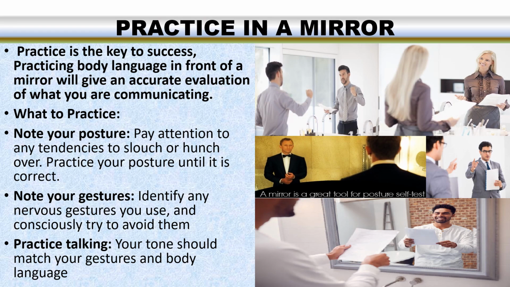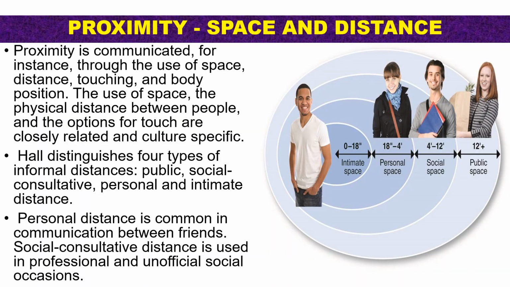Practice in a mirror. Practice is the key to success. Practicing body language in front of a mirror will give you an accurate evaluation of what you are communicating. What to practice? Note your posture. Pay attention to any tendencies to slouch or hunch over. Practice your posture until it is correct. Note your gestures. Identify any nervous gestures you use and consciously try to avoid them. Practice talking. Your tone should match your gestures and body language.